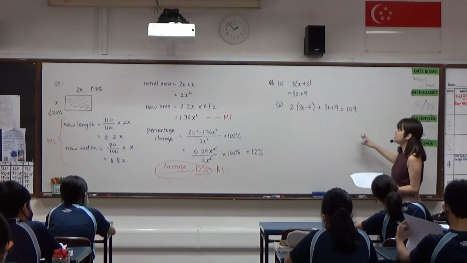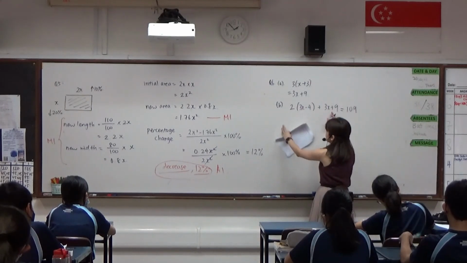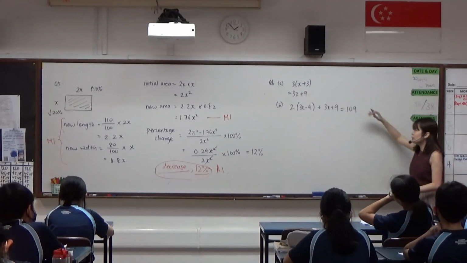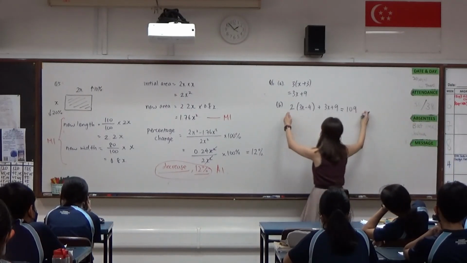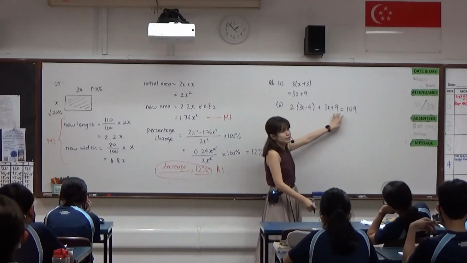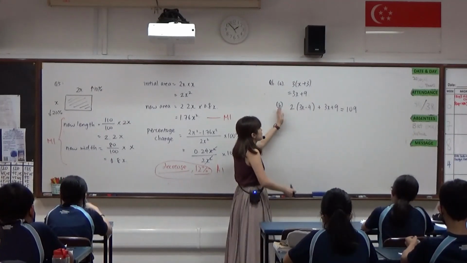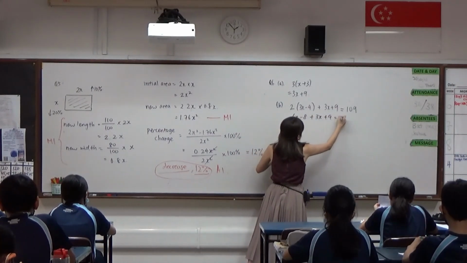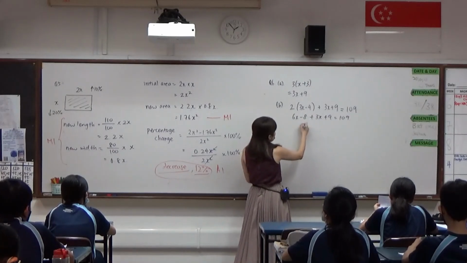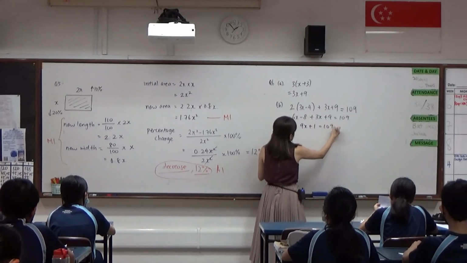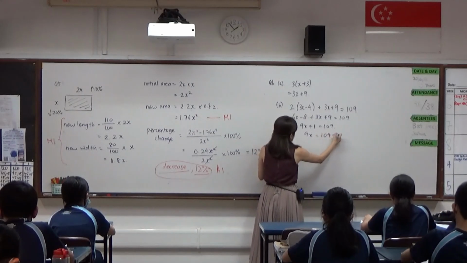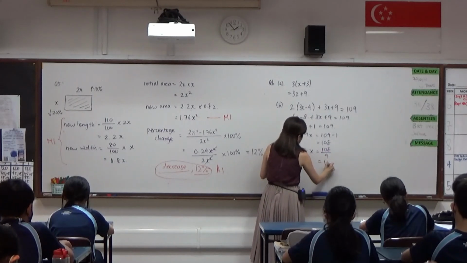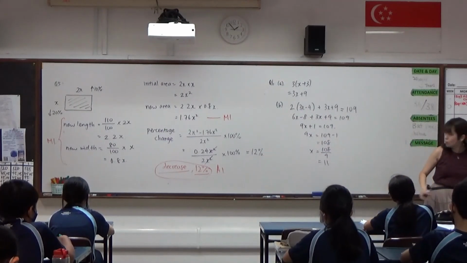I notice that some of you like to do things part by part. You like to do this part first, then after that you put equals 109. Let's learn to do it right from the start. When we look from one line to another, the equal sign should be in the center, it shouldn't be on the left side. Then we expand: 6x minus 8 plus 3x plus 9 equals 109. And then we will get 9x plus 1, and we find that x is equal to 12.